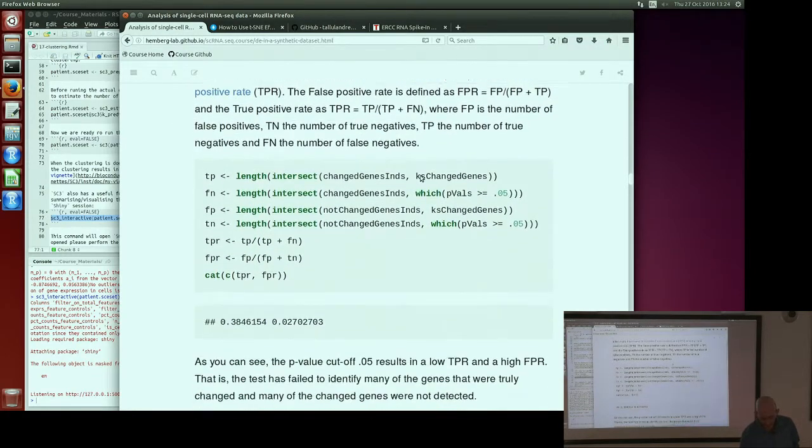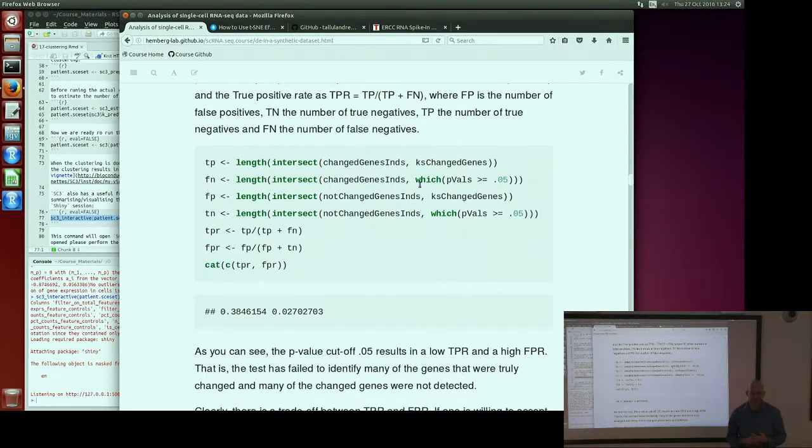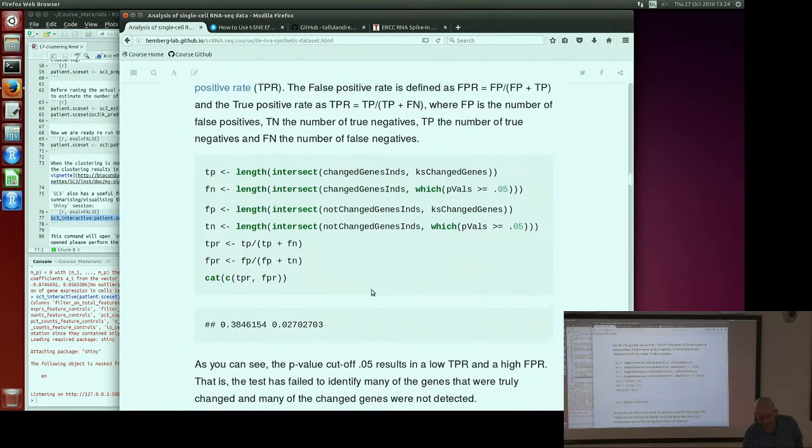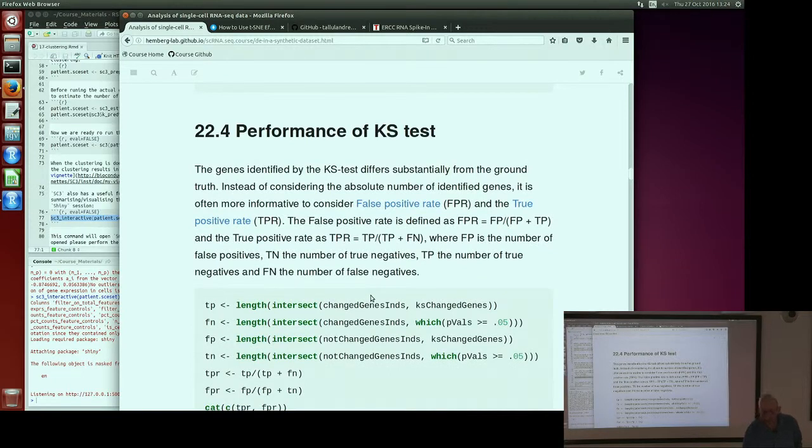To evaluate the test, we need to look at these 2 concepts that I haven't talked about yet. We need to look at the false positives and the true positives, and the false negatives and the true negatives. Ideally, of course, we want to have few falses and many trues. One way of summarizing these four different quantities into two quantities instead is to look at the false positive rate and the true positive rate, which are defined here.